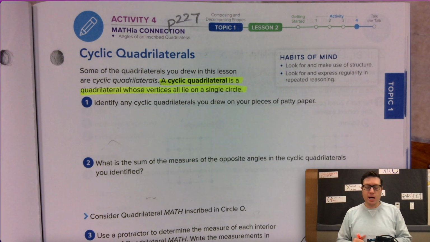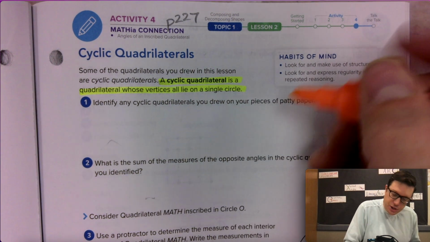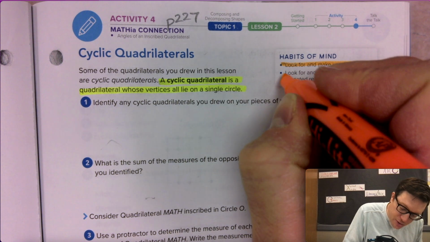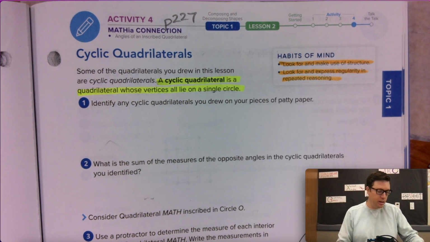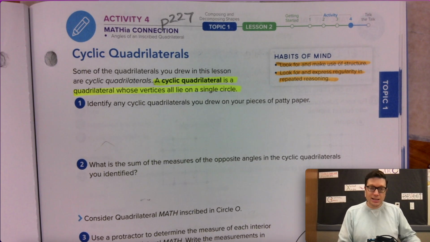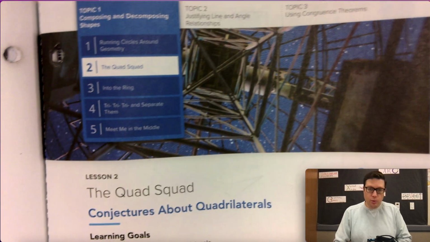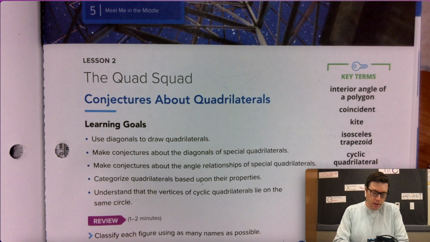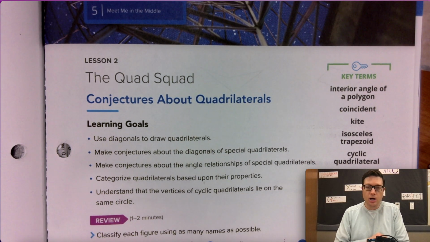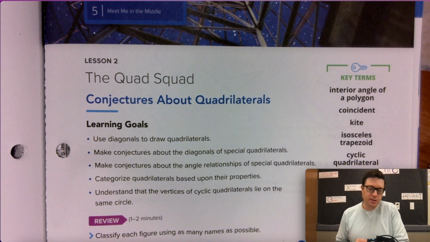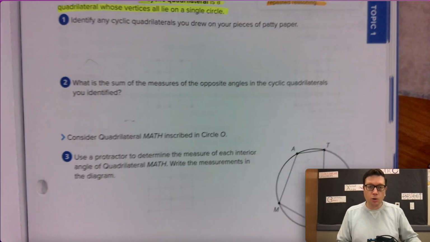Next, habits of mind, right? We got to think like a mathematician. So in thinking like a mathematician, we're going to look for and make use of structure. We're going to look for and express regularity in repeated reasoning. And then last of all, this is directly related to the learning goal. We're going to understand that the vertices of cyclic quadrilaterals lie on the same circle. We're 100% emphasizing that goal from this lesson.